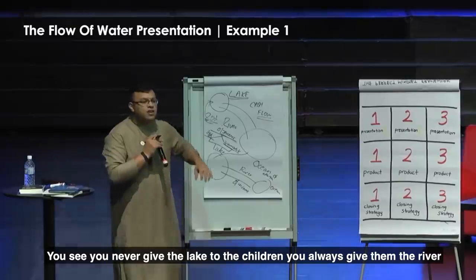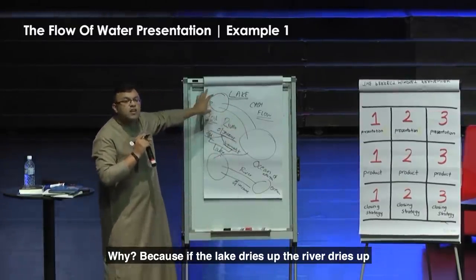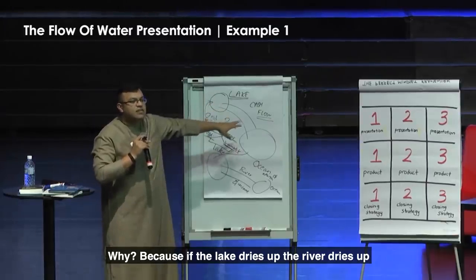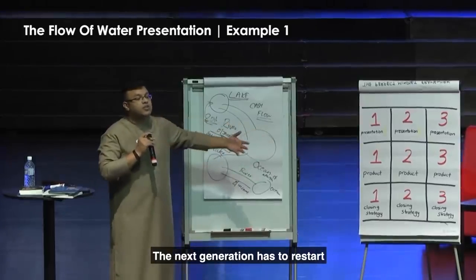You see, you never give the lake to the children. You always give them the river. Why? Because if the lake dries up, the river dries up. The river dries up, the ocean never gets created. The next generation has to restart.